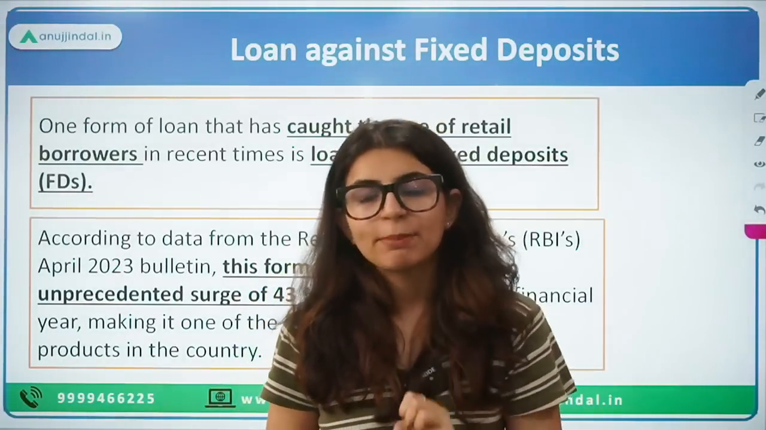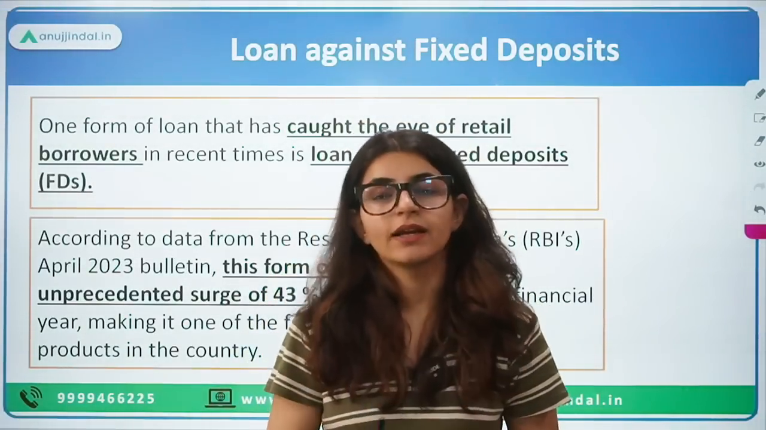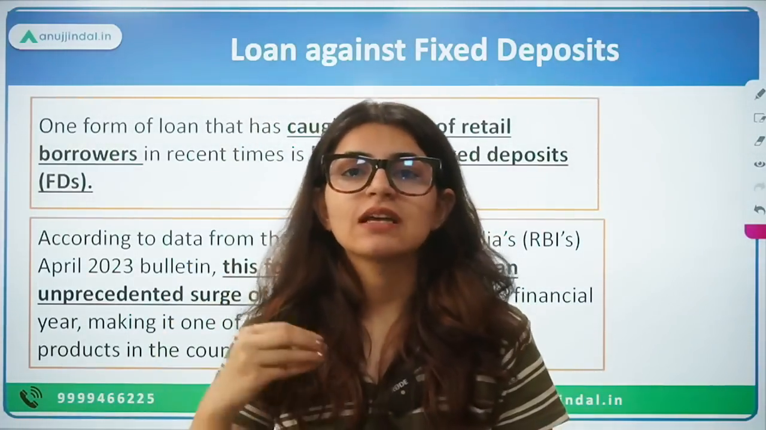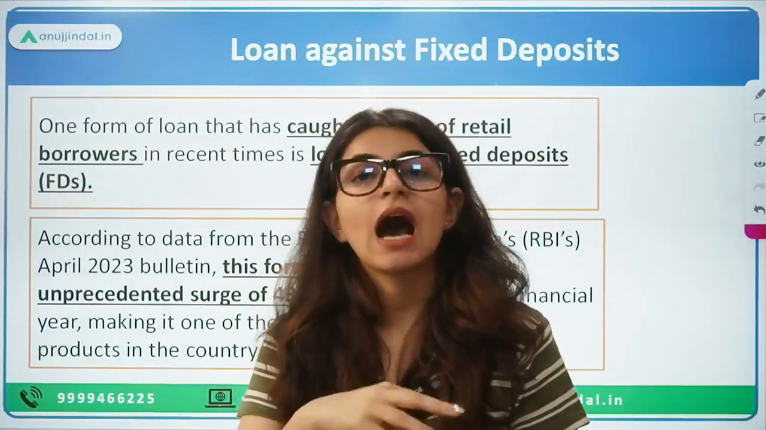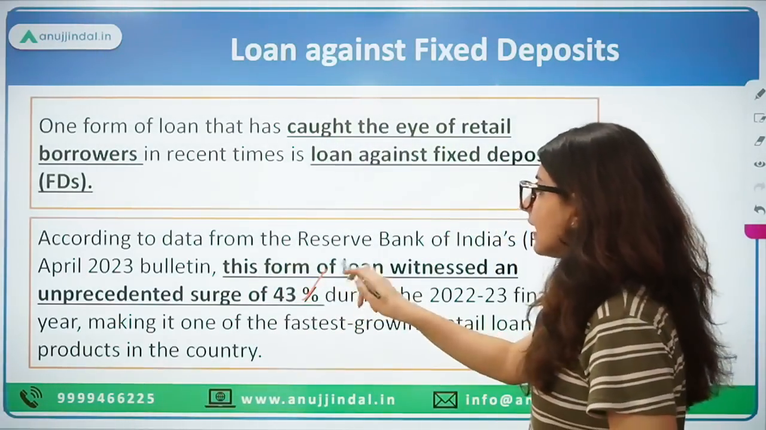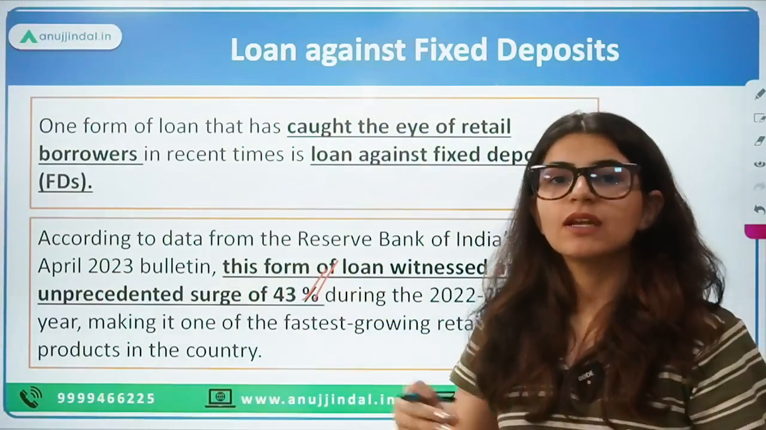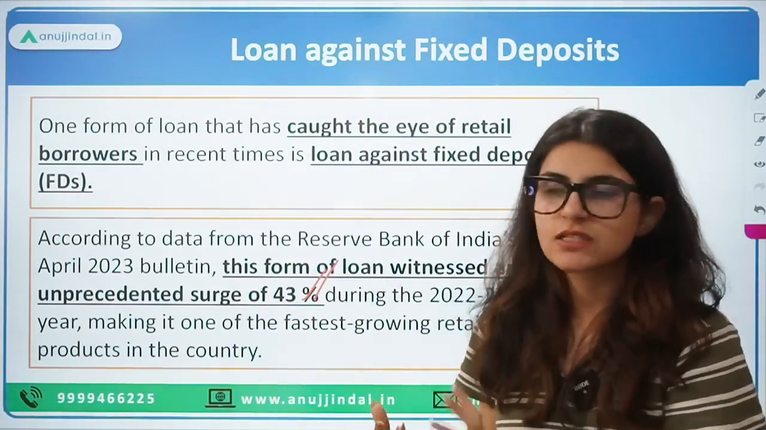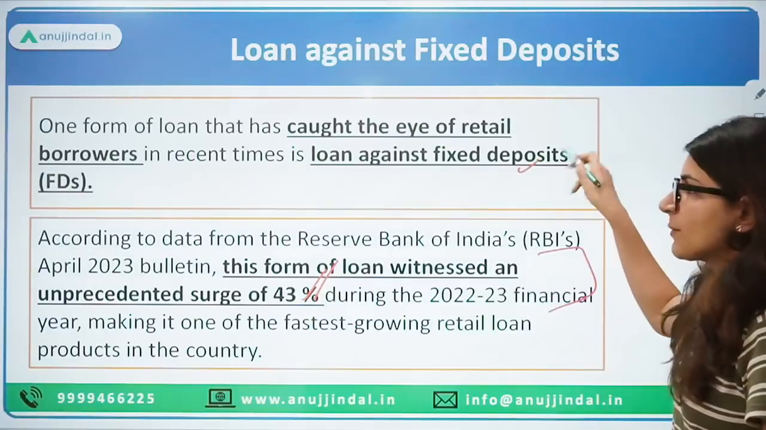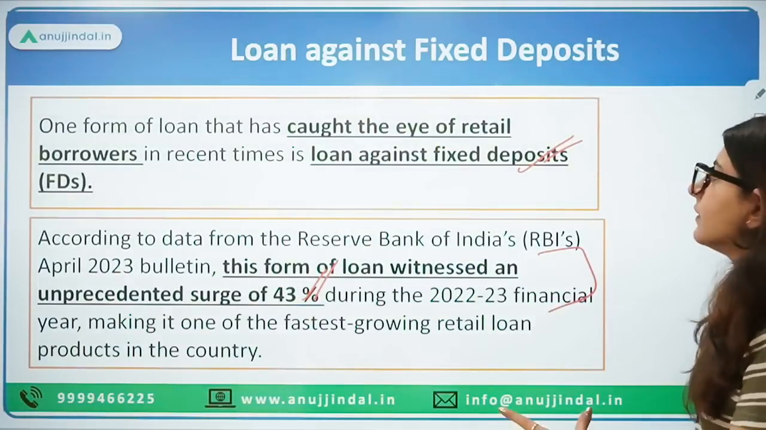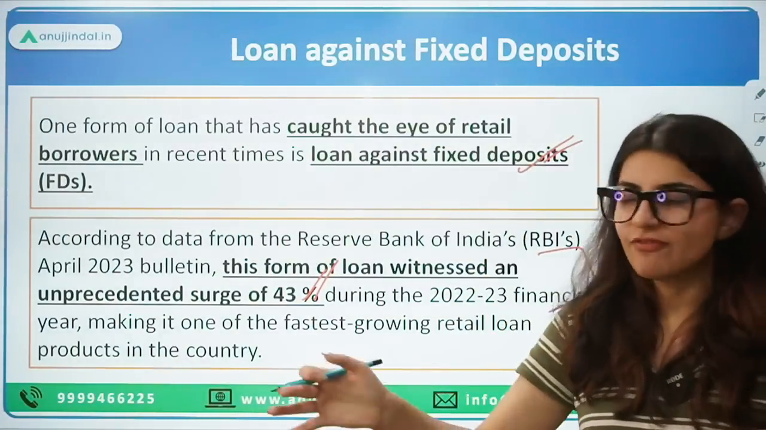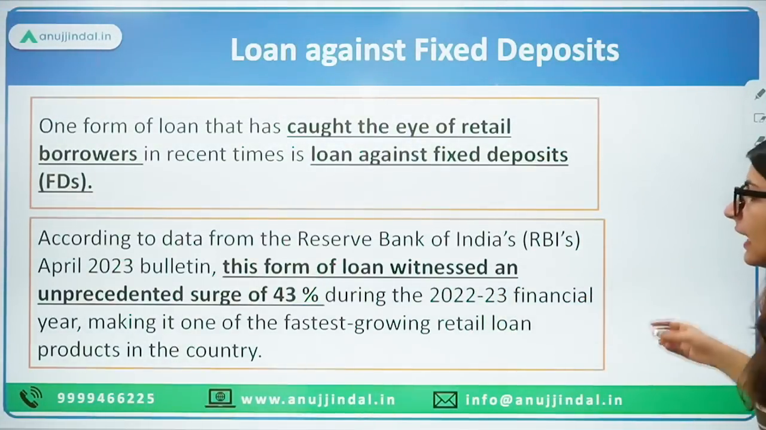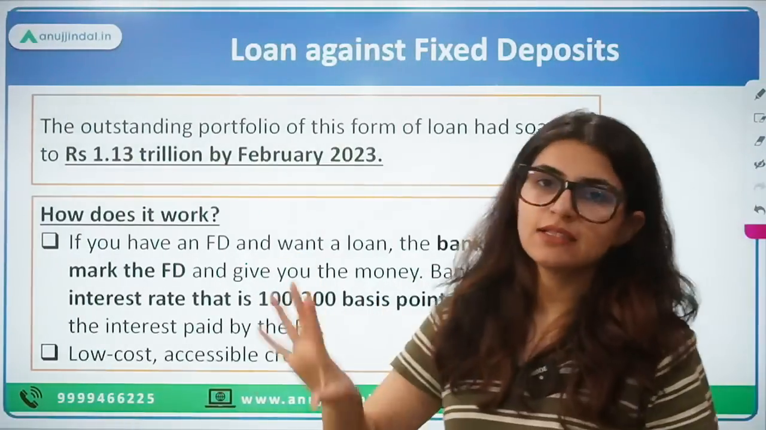Sabse pehle to April month ki RBI bulletin mein ye bataya gaya hai, this was told in the April RBI bulletin, that loans against FDs, that are fixed deposits, are increasing. And it is seen that there is a 43% increase in the number of loans that are taken by borrowers or individuals against fixed deposit. So one form of loan that has caught the eye of retail borrowers is loans against fixed deposit. And there is a 43% increase or surge in the amount of loans that is taken against fixed deposit.